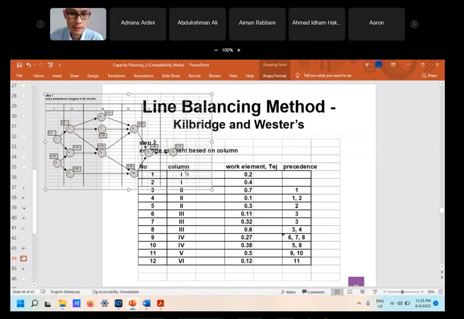Okay, so once you have arranged them based on column, then you can start to do the assignment of the elements into workstations, starting from the top of the list and going down the list. Whenever you assign the work elements to the workstation, make sure the precedence constraint is not violated and make sure the total station time does not exceed the cycle time.